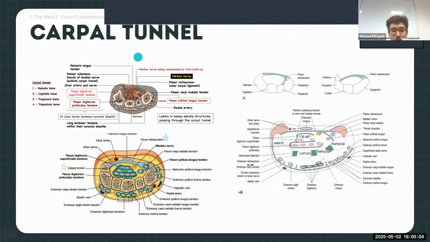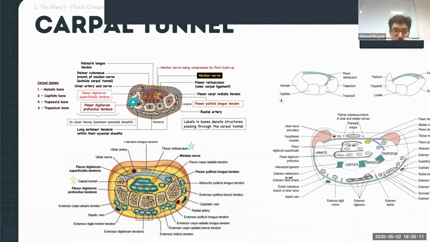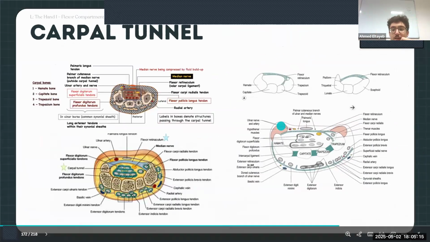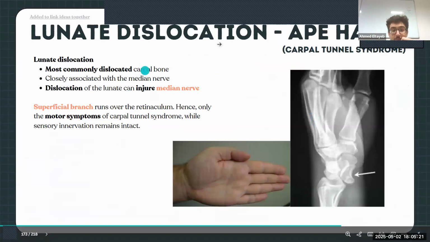Over here, we have more diagrams for your own viewing. MashaAllah, it's a very high yield concept, but it's so straightforward. And even Atif touched upon it, Olina touched upon it, Atif touched upon it again. So, yeah, keep all that in mind. And we're discussing lunate dislocation again.